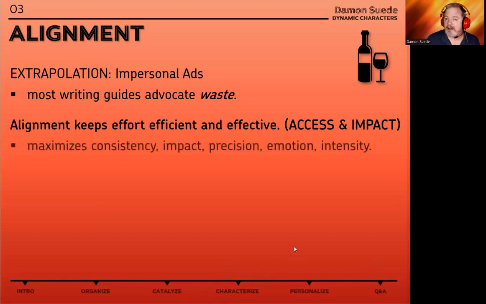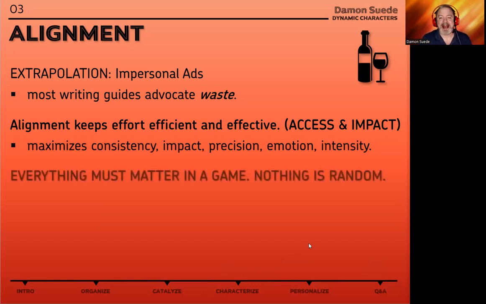Well, the same is true of anything creative, right? If we align all of the details in a creative project, we're going to maximize things like chemistry, consistency, potency, emotion, intensity, humor, heat, all that stuff. The thing is, everything in a game matters. Nothing is random. It's not like you fall down the stairs and a visual novel pops out of you. So we're always looking for something to align our efforts.